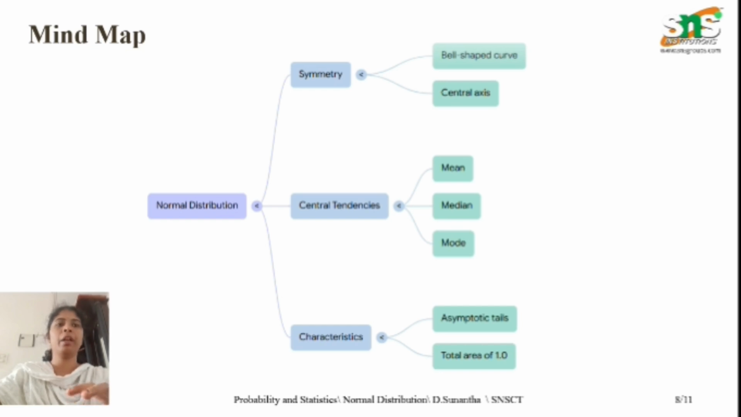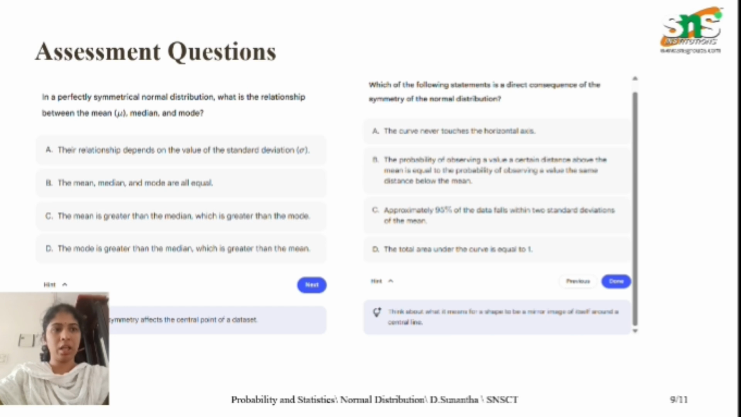So here is the mind map in which first we have discussed the bell-shaped curve and axis. Next mean, median, mode are discussed. Next the real life case study is discussed, and here are the assessment questions. In a perfectly symmetrical normal distribution, what is the relationship between the mean, median and mode? As we have discussed already, mean, median and mode are all equal for the normal distribution.